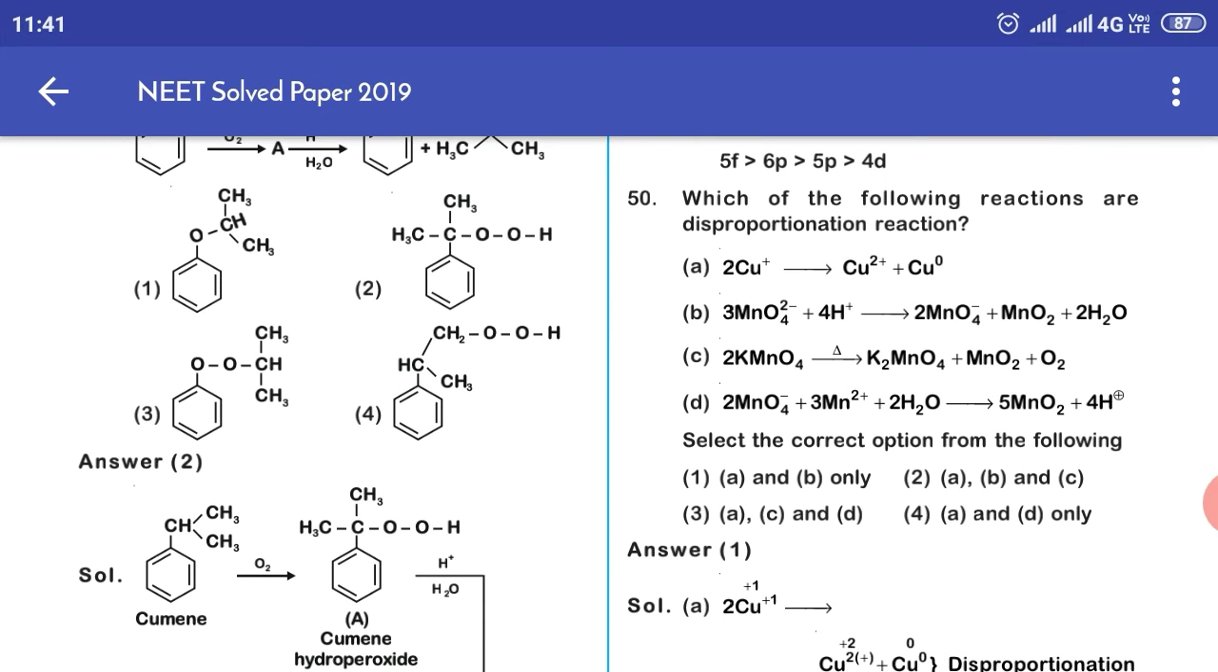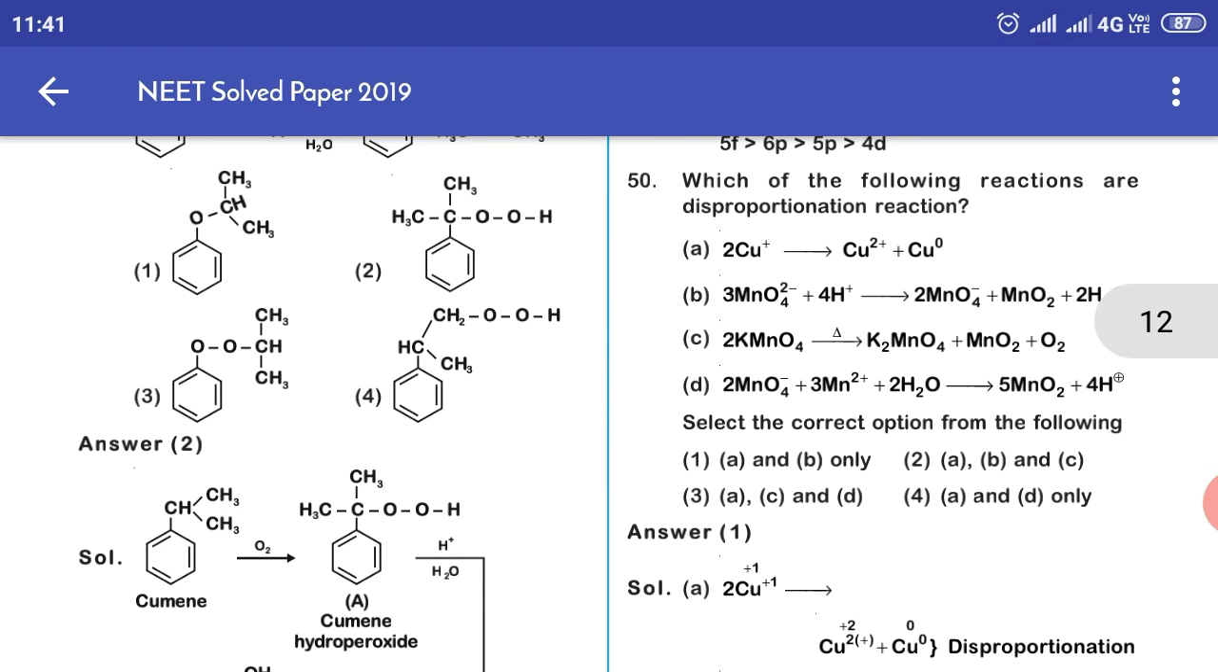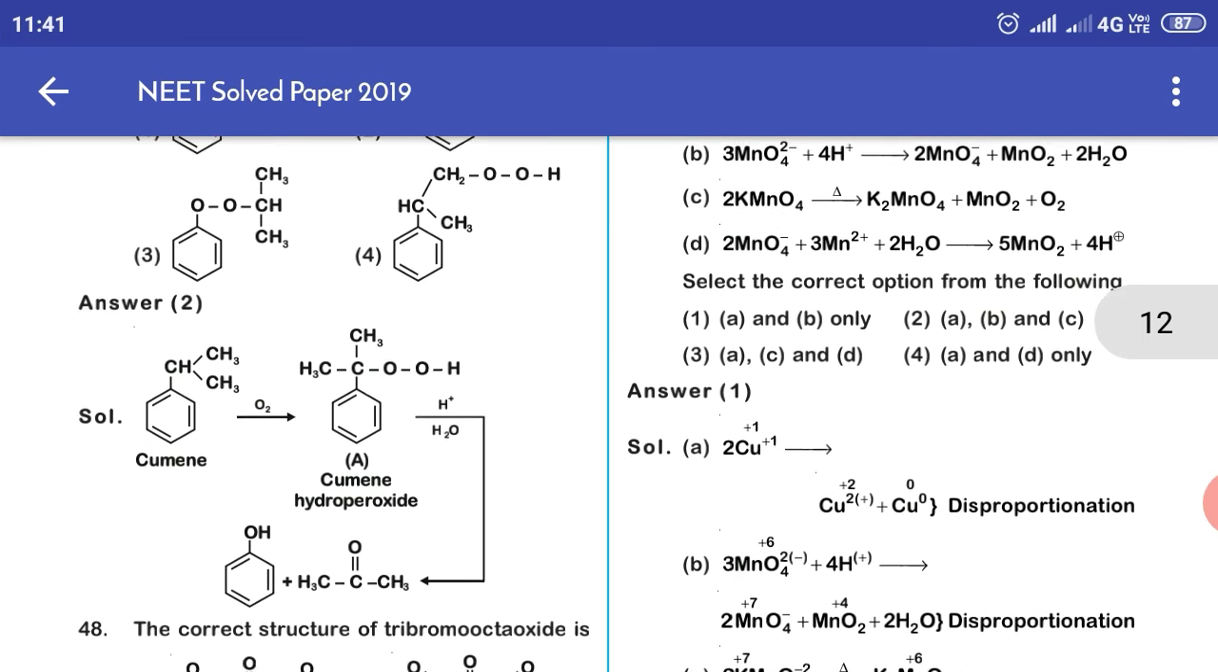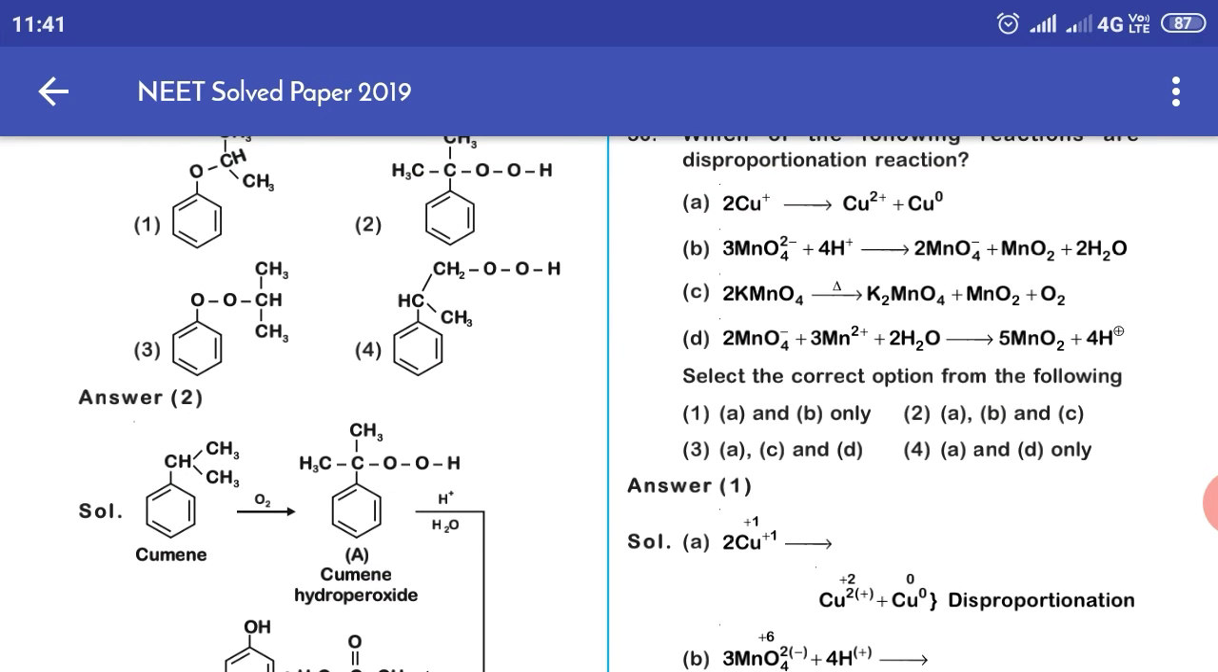Question number 50. Which of the following reactions are disproportionation reactions? Disproportionation reaction means oxidation and reduction take place simultaneously. This question comes from the redox reaction chapter, class 11th. The answer is the first option, option A: 2 Cu+ gives Cu2+ and Cu0, copper metal. Here on the left hand side the oxidation state is plus 1, and on the right hand side copper has oxidation state plus 2. So here oxidation takes place.